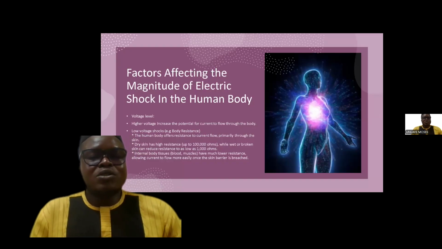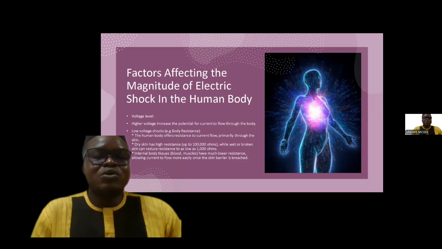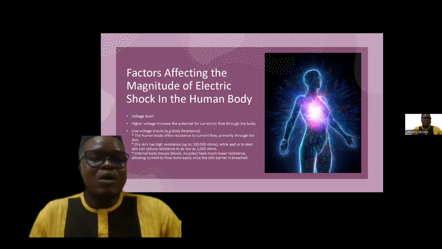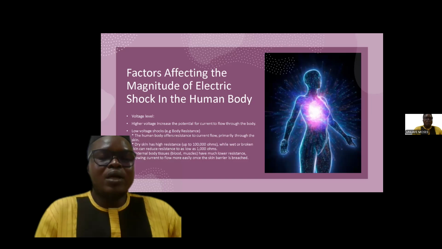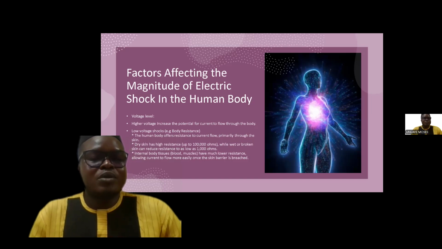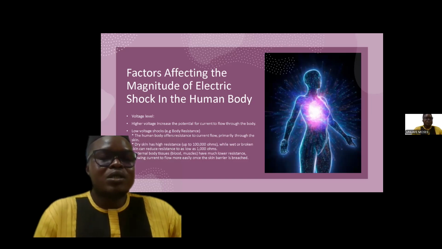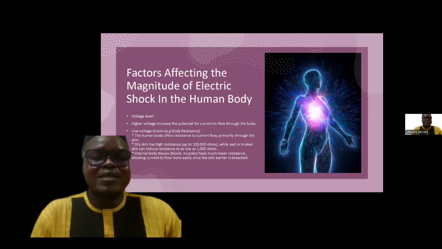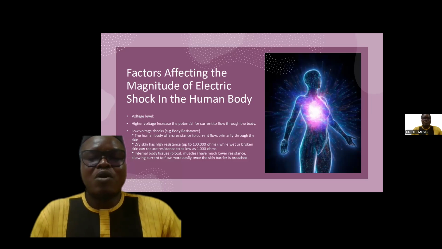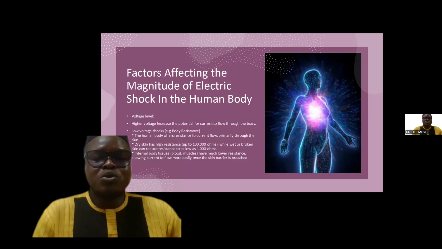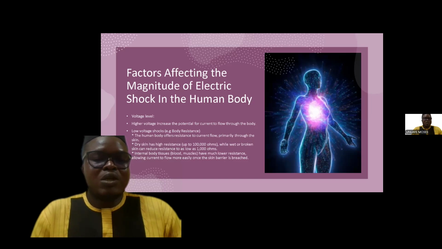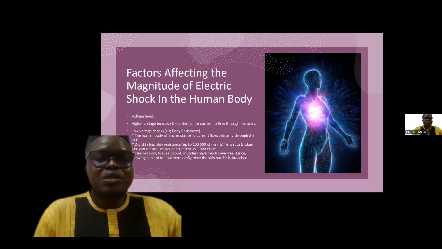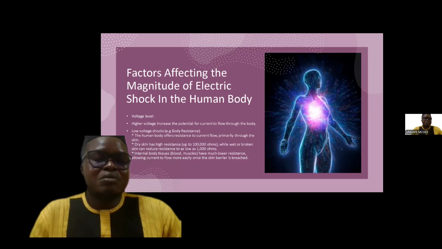There are factors that affect the magnitude of electrical shock in a human body, and we are going to take them one after the other. One of these factors is voltage level. A higher voltage increases the potential for current to flow through the body. A low voltage shock, e.g., body resistance.